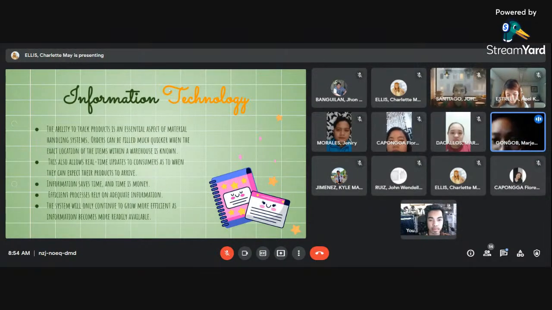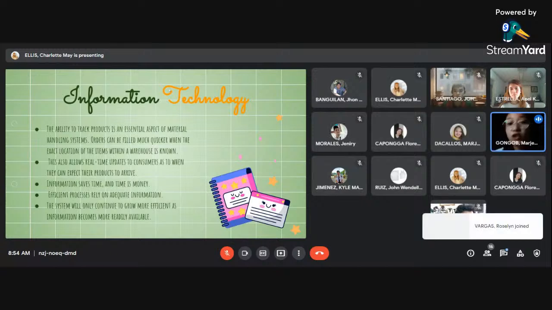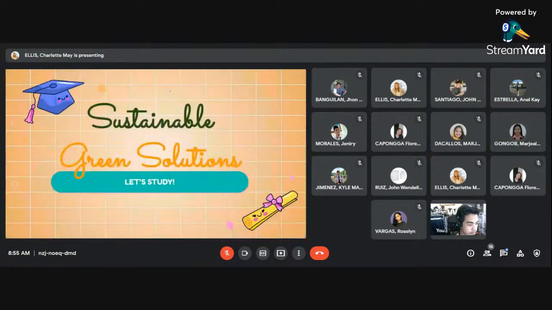Then this system will only continue to grow more efficient as information becomes more readily available. So kapag lahat ng information na kailangan natin is nandyan na, makakatulong yun sa atin para mas mapadali yung trabaho and yung pag-sort out natin ng mga materials or products. Yun lang po. Thank you.